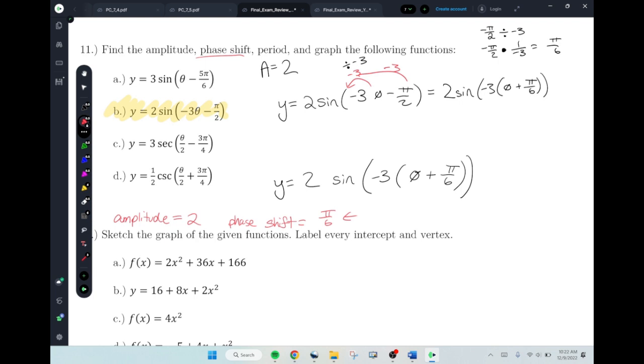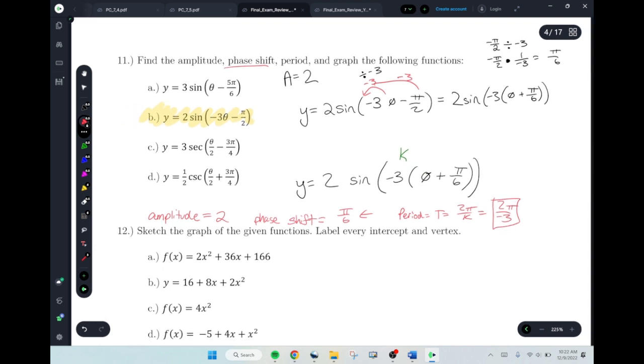What's the other thing? Period. What's the formula for period? Don't you have to have 2 pi over k? And what's k in this case? Negative 3. Yep, so just 2 pi over negative 3. Don't reduce it. Don't be a hero. Just write 2 pi over negative 3 and circle it. You're done with the answers. So we did the graph. You do have to graph it, but those answers pretty much tell you what to graph, right?